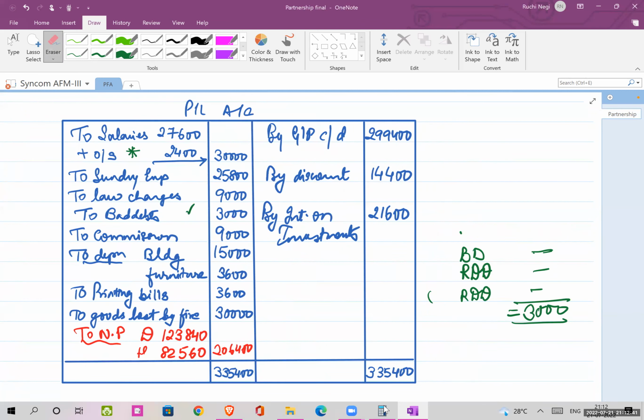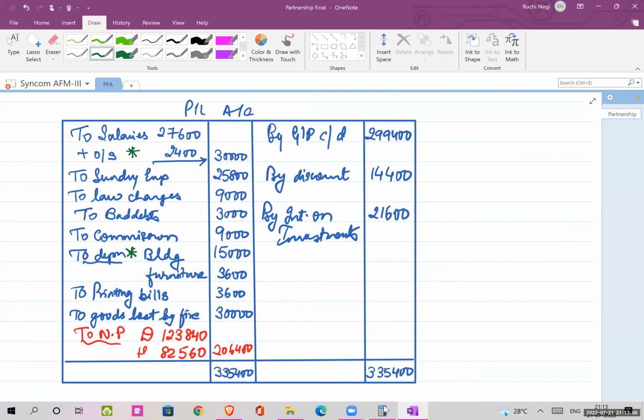So if you want, you can use the original formula which you have been doing in your 11th and 12th standard, or if you're smart enough, you can directly write bad debts 3,000. Okay. Commission 9,000, it was there in the trial balance, only one effect. Depreciation, I just showed you the calculation. So it has two effects. I'm highlighting it because it is having an adjustment. So it will also have the second effect.